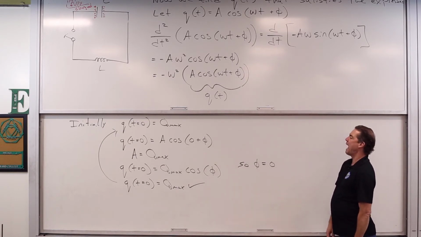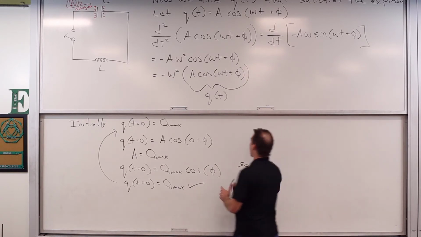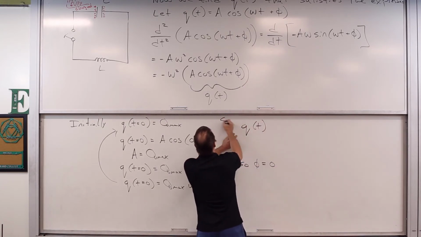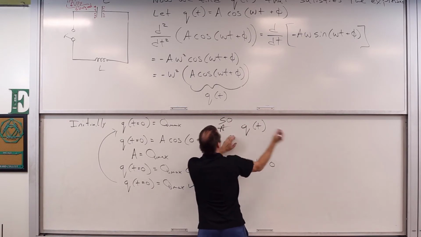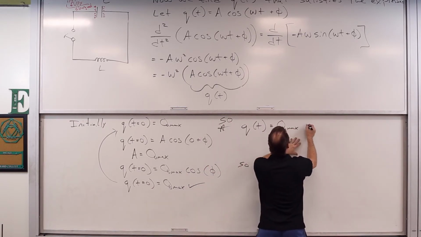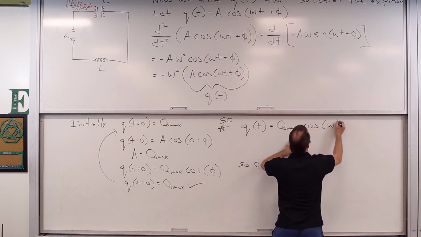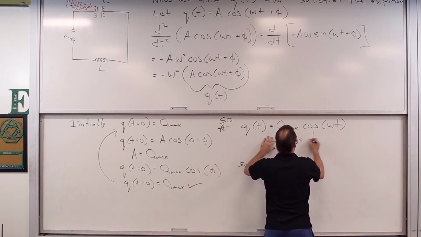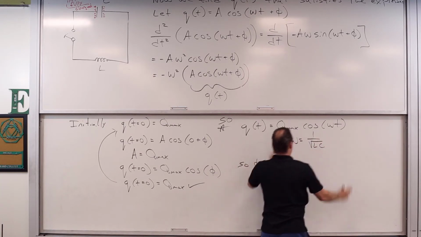So what do we get out of all this? We've got Q of t is equal to Qmax times the cosine of omega t, where omega is equal to 1 over the square root of LC.